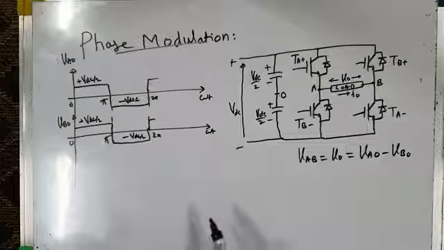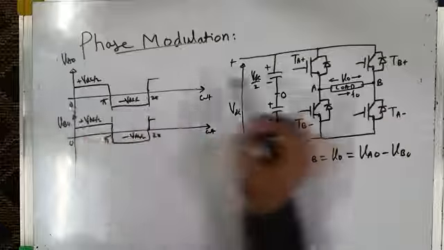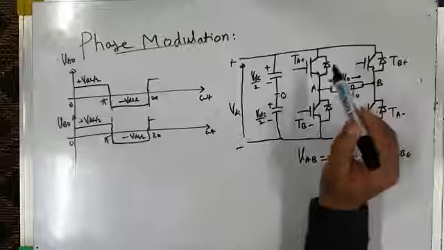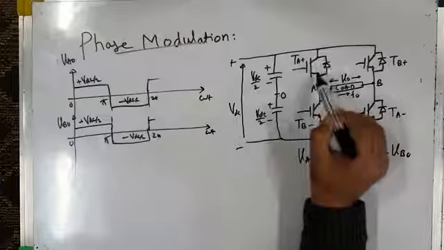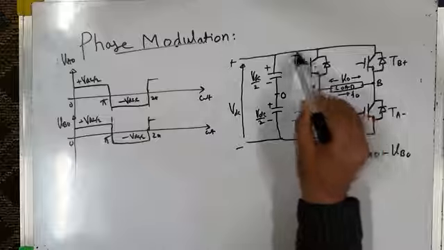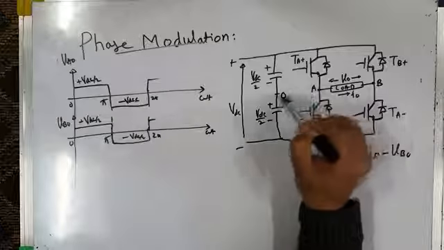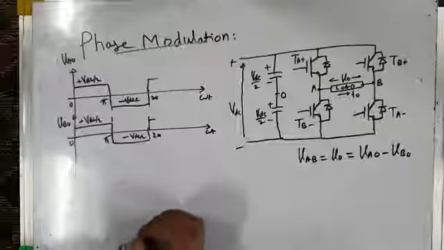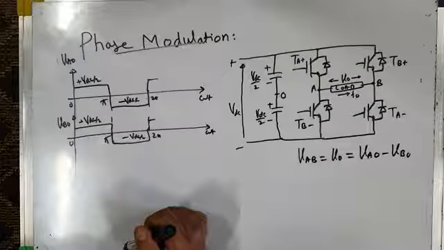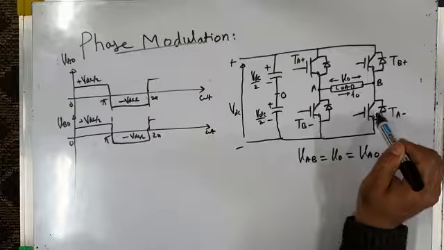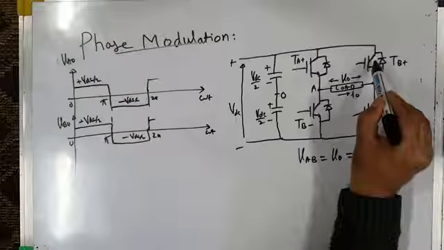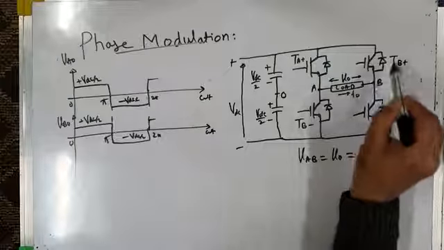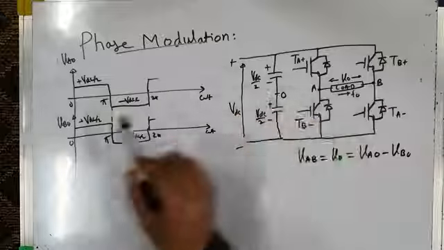How is that possible? From 0 to pi, VAO is plus VDC by 2. That is possible only when TA plus is on, which connects A to the positive DC bus and makes VAO equal to plus VDC by 2. During the same period, VBO is also made plus VDC by 2. That means instead of conducting this switch, we are triggering the upper switch, TB plus. When TB plus is turned on, B gets connected to the positive DC bus and VBO is also plus VDC by 2.